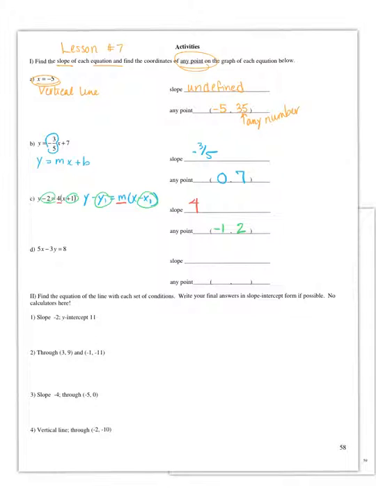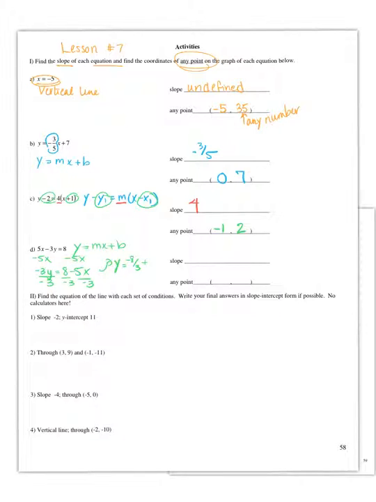D, we would want to write in slope-intercept form to get started. So we want it to be in y equals mx plus b. So we're going to use some algebra steps to get y alone. First, moving our 5x to the other side. So we have -3y equals 8 minus 5x. And now dividing both sides by -3. So we get y equals -8/3 plus 5/3 x.